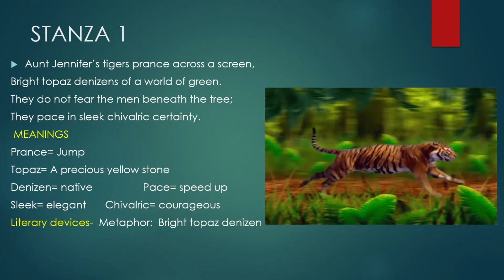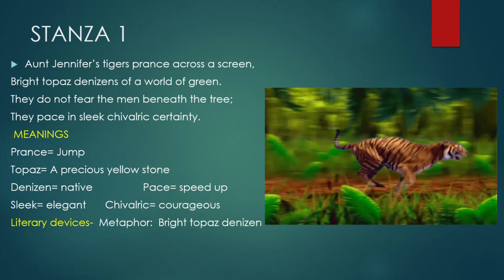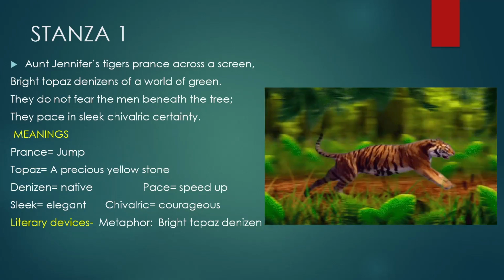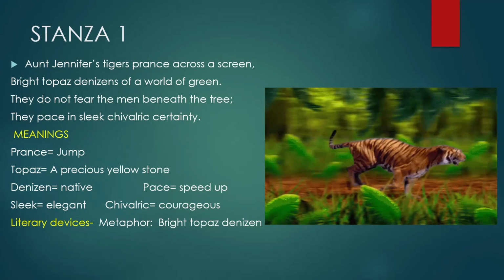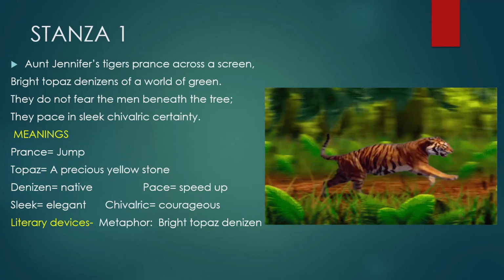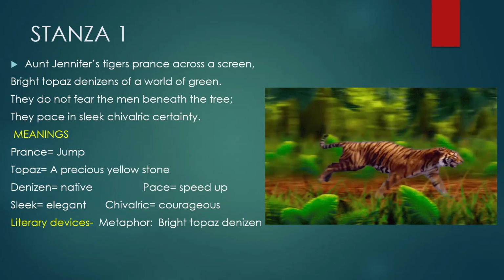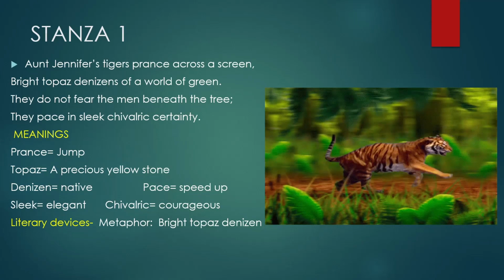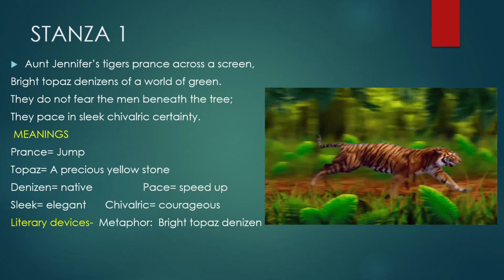Here, this is the irony. What is irony? She has fear, but she had embroidered the pictures of tigers, and that symbolizes that she wanted to lead her life like a tiger, but she is unable to do that because of the fear. When you come to the matter of literary devices, it is metaphor: bright topaz denizen. Here the tiger has been compared to a bright topaz denizen, yellow tigers.